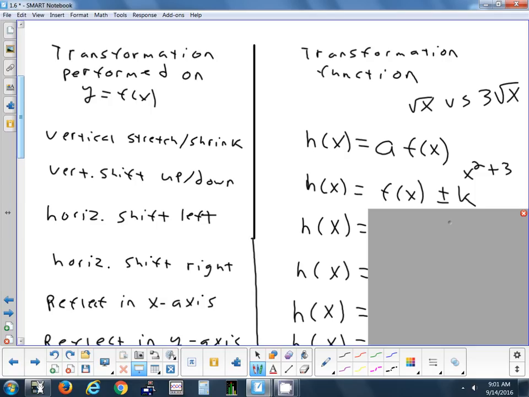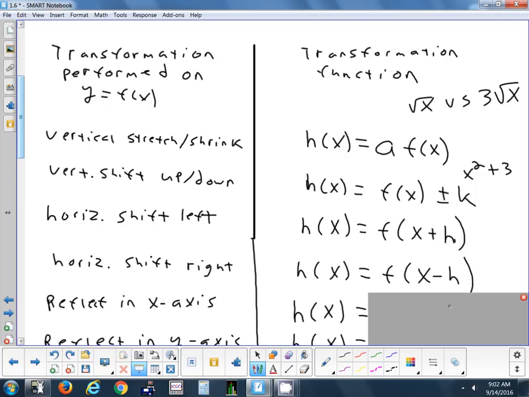How about if I want to shift something left? How do we take a function and shift it left? Yep. Would you add something on the inside of parentheses? Right, we're going to add something, but this time it has to be inside parentheses. And if we wanted to shift right, we would subtract something. But it has to be inside the parentheses.